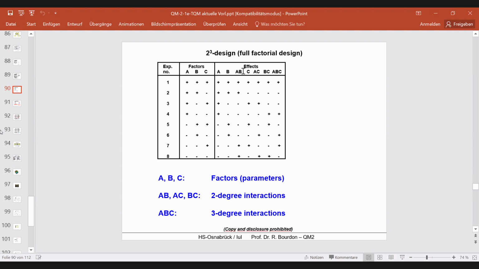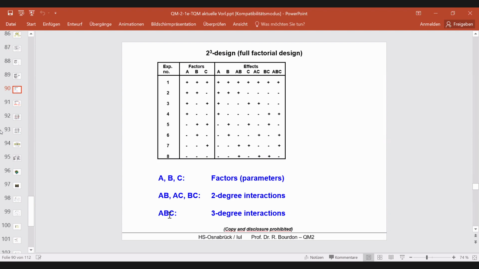This is the interaction AB. This is AC. BC is another interaction, and ABC is the highest degree of interaction in a 2-high-3 experimental design. So what you have here are the main factors, the parameters A, B, C. Then you have the 2-degree interactions, AB, AC, BC, and you have one 3-degree interaction.